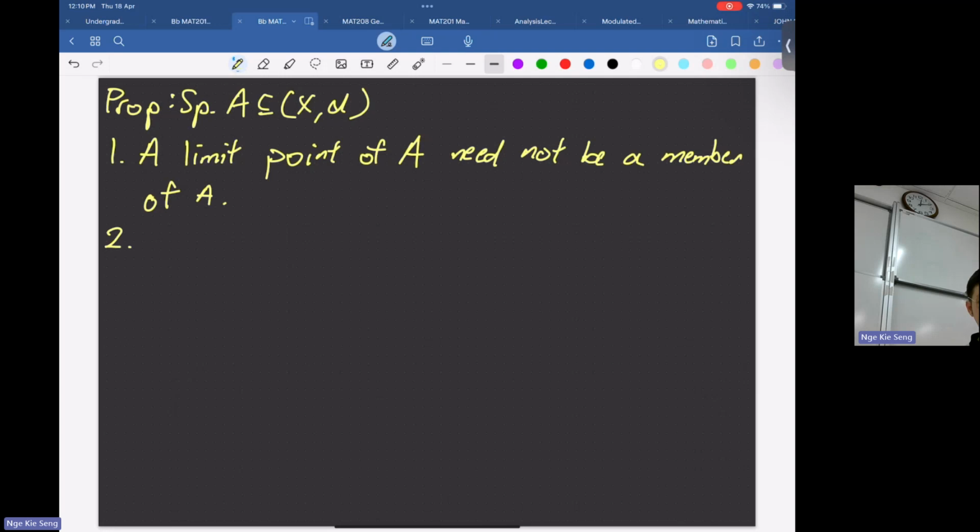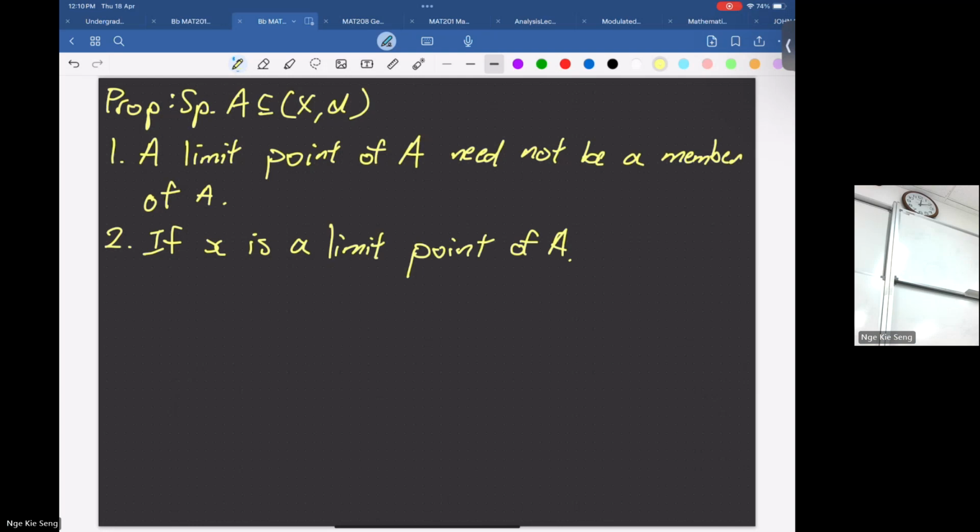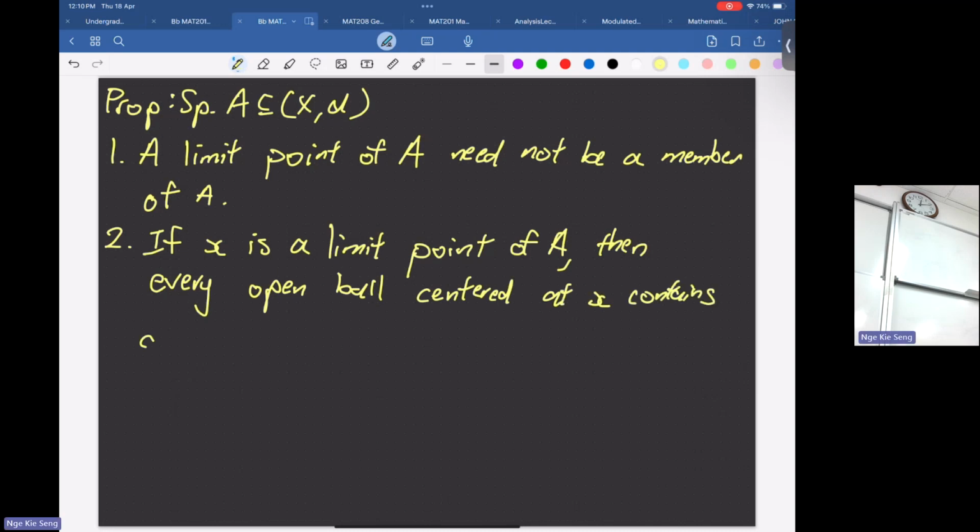And two, if X is a limit point of A, then every open ball centered at X contains an infinite number of points from A.